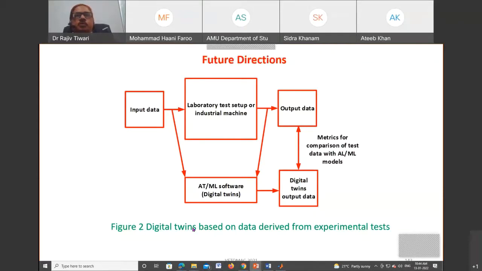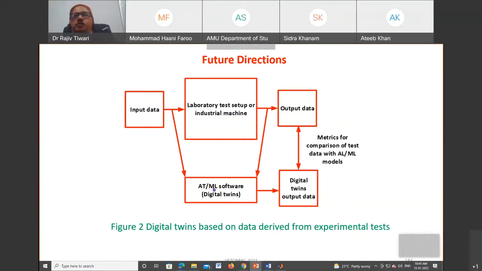So this is future directions. As we know, we have the laboratory test rig. We have some input to this rig, and then we are getting the output, and based on the input output, if we have a data driven model like AI, artificial intelligence and machine learning software, we can have a digital twin of the test rig. For different operating conditions, we can measure vibrations or any other parameter, and this digital twin will then mimic similar behavior as the rig.